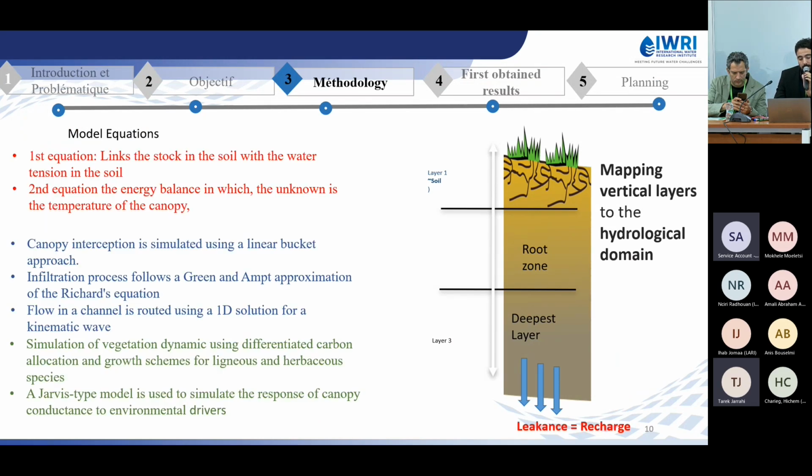So these are the main model equations. I changed the colors because we have, like I said, three budgets. For the energy budget, we have two equations. Water budget, three, and phenological budget, we have two.